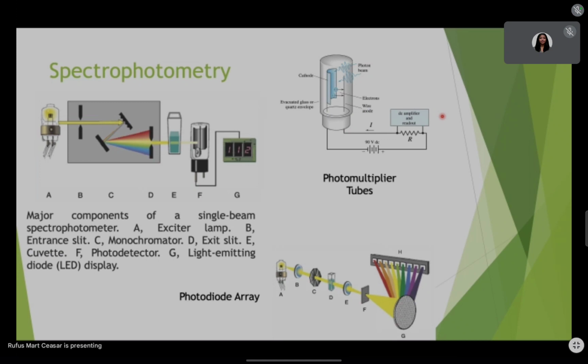So when the photons strike the cathode, the emitted primary electrons are attracted to the first dynode, causing the emission of 3 to 6 secondary electrons.